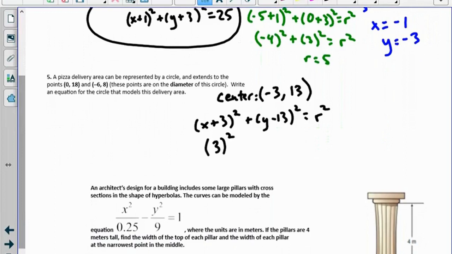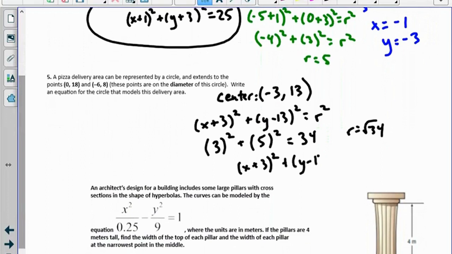So we get 3 squared plus 18 minus 13, which is 5 squared. So this is going to equal 34. So the radius is the square root of 34, and r squared is 34. So x plus 3 squared plus y minus 13 squared equals 34 is the equation of our circle.